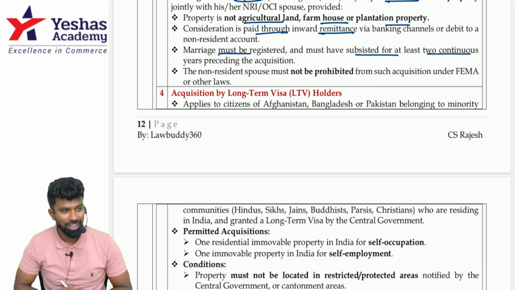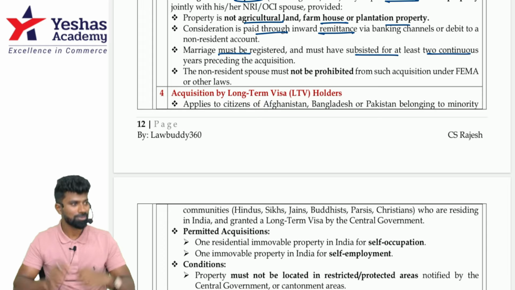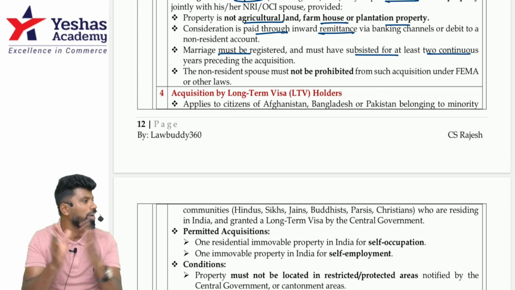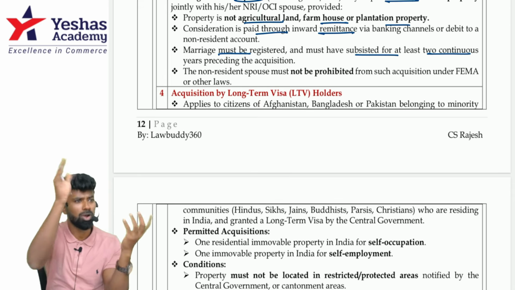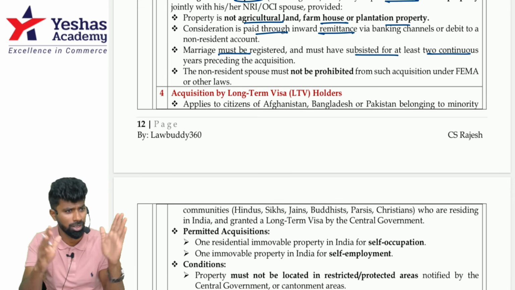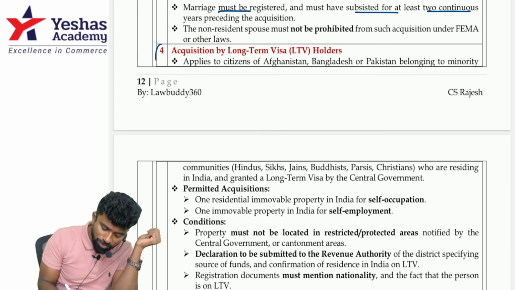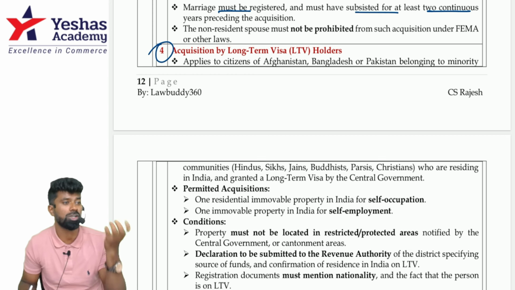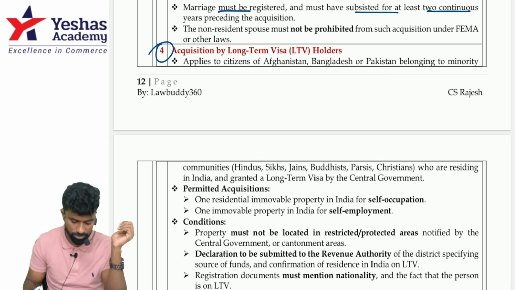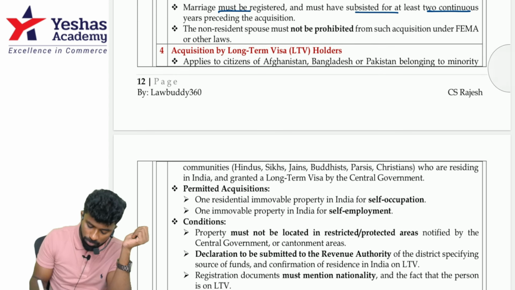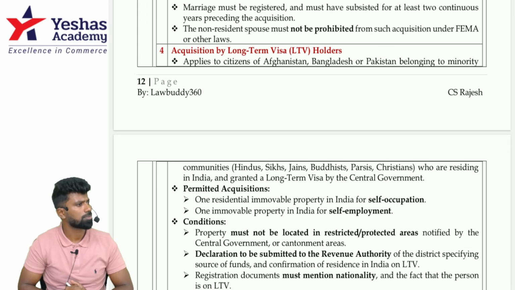I want to complete this chapter before the break, so let's focus on the topic. I hope you understood joint acquisition of property by a person resident outside India along with a person resident in India. Next one, the fourth one, is important, based on which I expect them to ask questions in the examination. Acquisition by long-term visa holders. Who are these long-term visa holders?